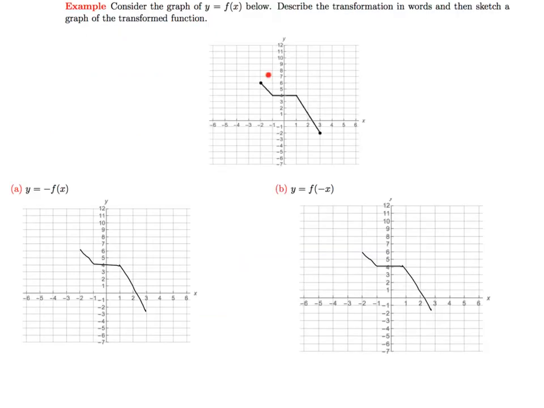Okay, so in this example we have a graph y equals f of x, which is given above, and in parts A and B we want to describe the transformation that's been made and then sketch a graph of the resulting transformation. So in part A, here's our graph that we start with, the graph of f, and here we are multiplying by -1 on the outside. And so as before, outside transformation means it's going to be a vertical transformation, and multiplying by -1 means we're going to have a reflection.